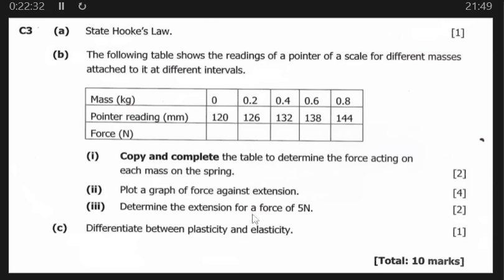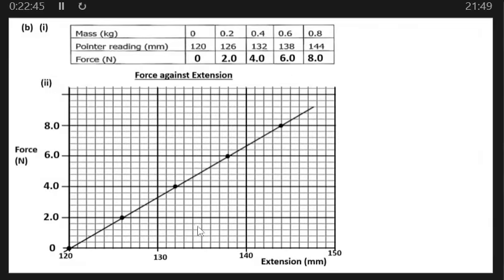Part three says, determine the extension for a force of 5 newton. So what you are going to do, you come back to the graph for you to be able to determine the extension for the force of 5 newton. First of all, you must find what we call the spring constant, which is given by the gradient of the graph. So same, for us to be able to determine the spring constant, we must have 2 points on the graph to determine the gradient.